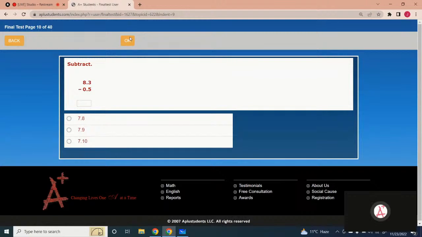Okay, 8.3 subtract 0.5. So the answer would be 7.8. Just select the correct option and then move on to the next question.